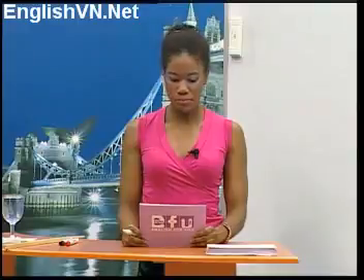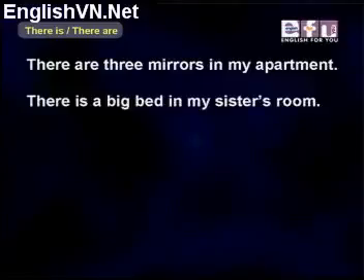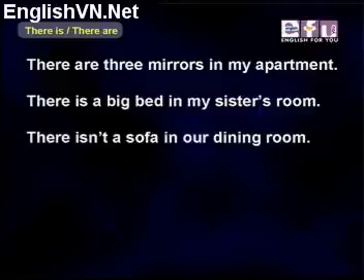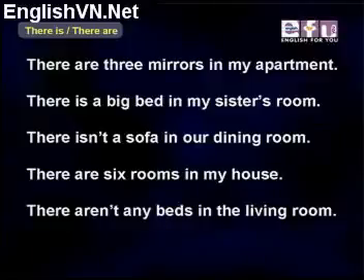Now let's review there is and there are. I'll tell you about my house. There are 3 mirrors in my apartment. There is a big bed in my sister's room. There isn't a sofa in our dining room. There are 6 rooms in my house. There aren't any beds in the living room.